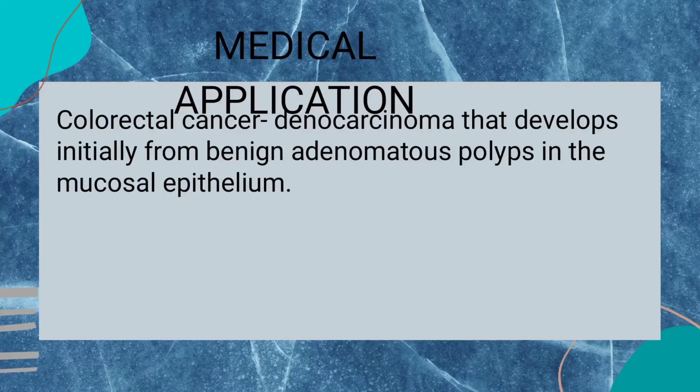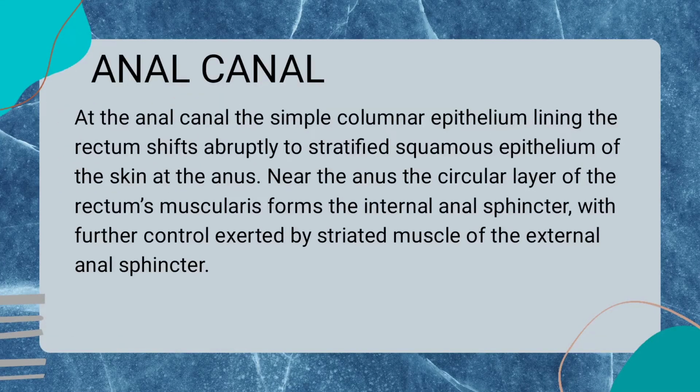Next slide, medical application. This is additional information for you to have knowledge about this kind of disease. We have here colorectal cancer. It is an adenocarcinoma that develops initially from benign adenomatous polyps in the mucosal epithelium. Next slide, anal canal. The distal end of the GI tract is the anal canal.